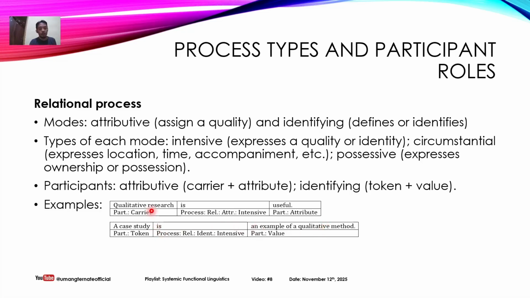So, what is the difference? The difference is that in the first clause, we attribute qualitative research as a useful thing, but in the second clause, we equate a case study with an example of a qualitative method. We identify a case study as an example of qualitative method, okay? Or we define a case study as an example of qualitative method. Please see more examples in the supplementary file.